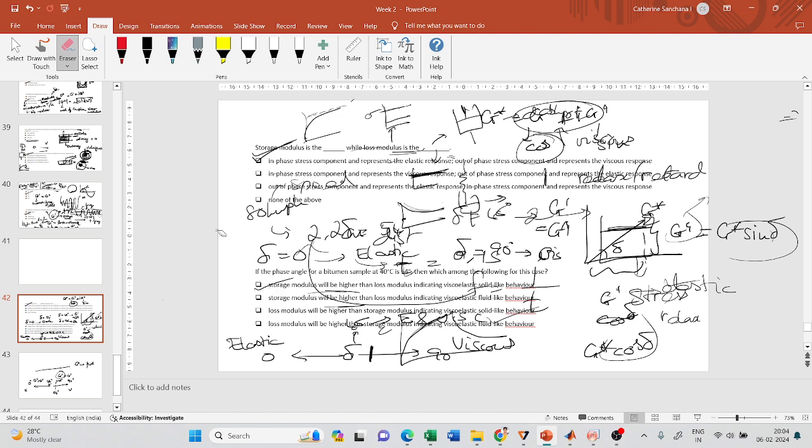Okay, there's something wrong. I'm not able to erase, but this is not the answer. This is not the answer. I don't know how it got picked. So this is the answer.